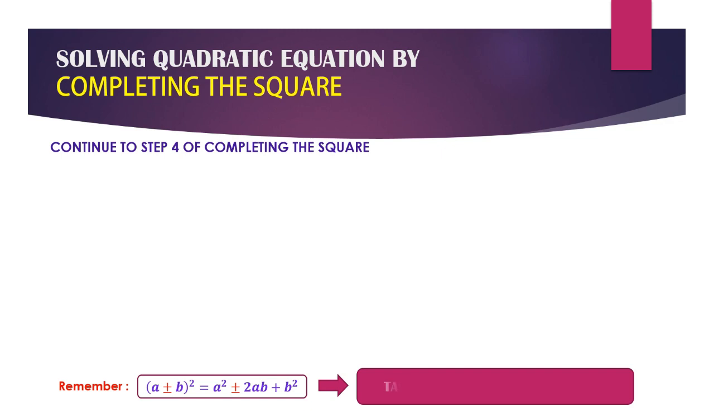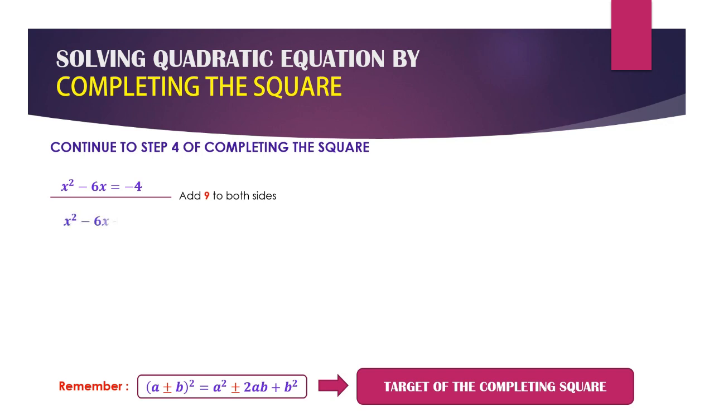Okay, students. We continue to step 4 of completing the square. x squared minus 6x equals minus 4. For both sides, we add 9. By adding 9 to both sides, we get x squared minus 6x plus 9 equals minus 4 plus 9. So x squared minus 6x plus 9 equals 5.